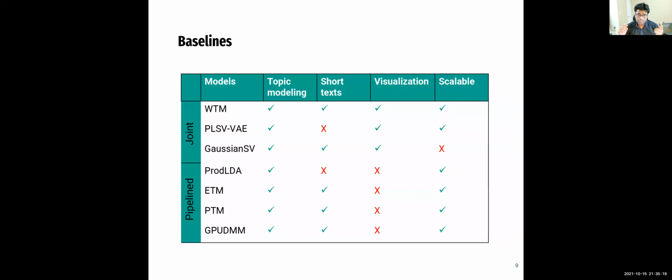But for the other methods, probability, ETM, PTM, GPU, DMM, we have to apply t-SNE to visualize the documents in a 2D or a 3D space. This method is known as a pipeline approach. Now, in terms of scalability, as you can see, WTM and Gaussian SV are very close to each other. They do topic modeling for short text and also visualization. But Gaussian SV does not scale very well. So this is where WTM comes in. WTM scales very well with large data sets.